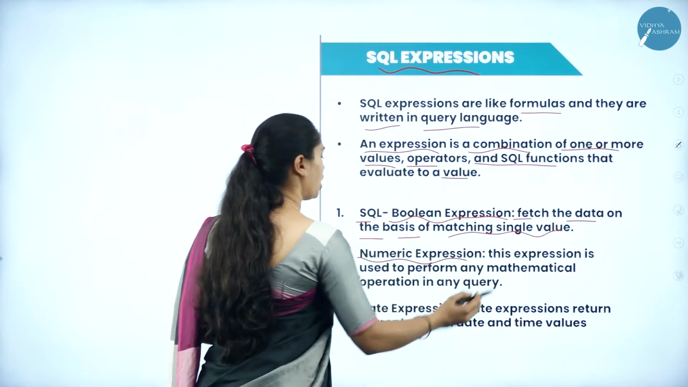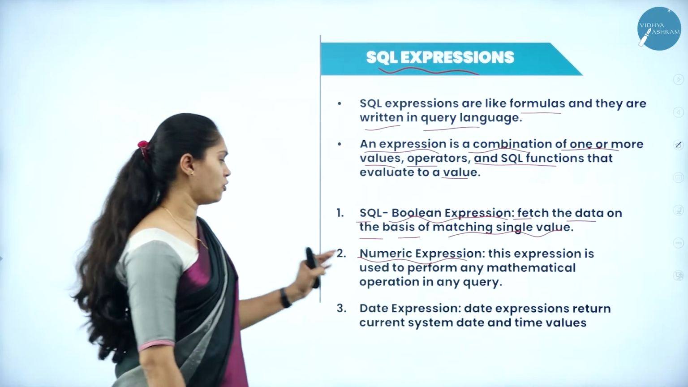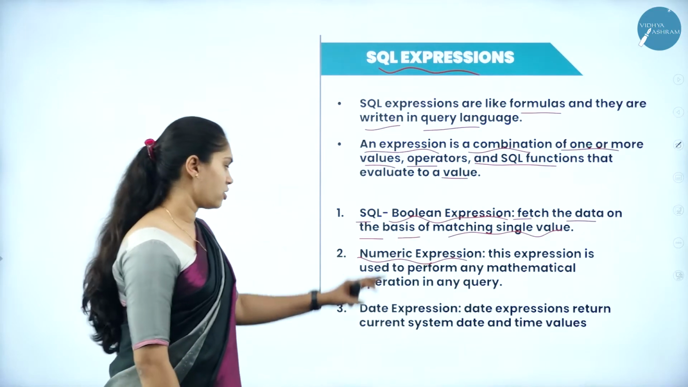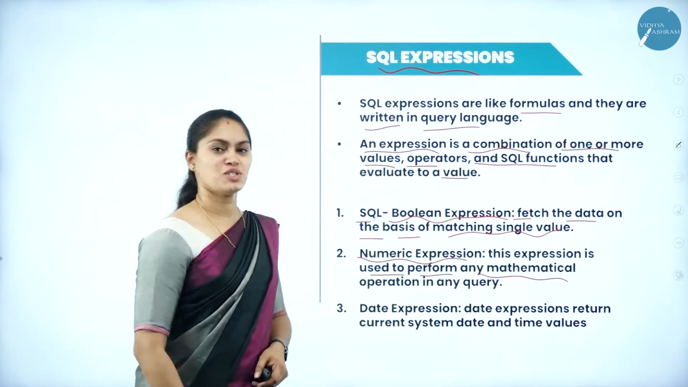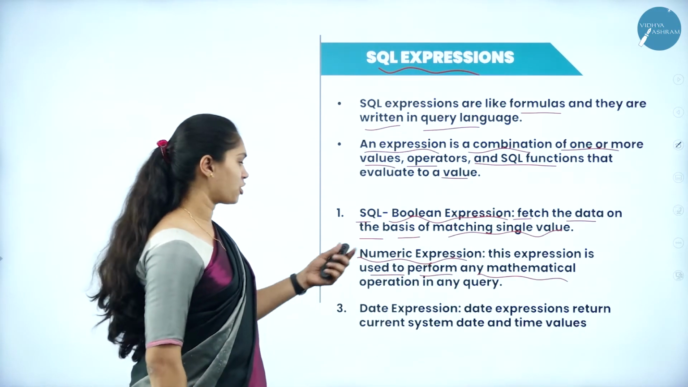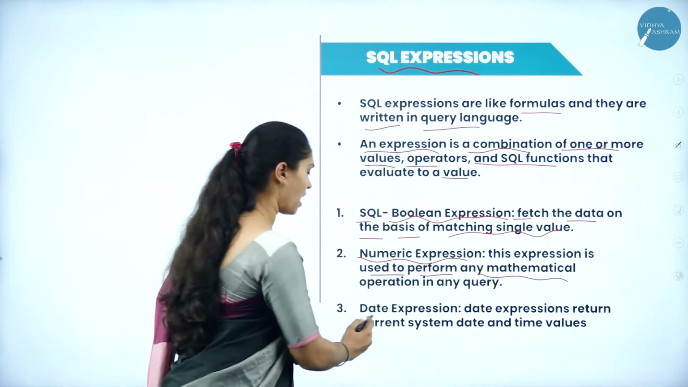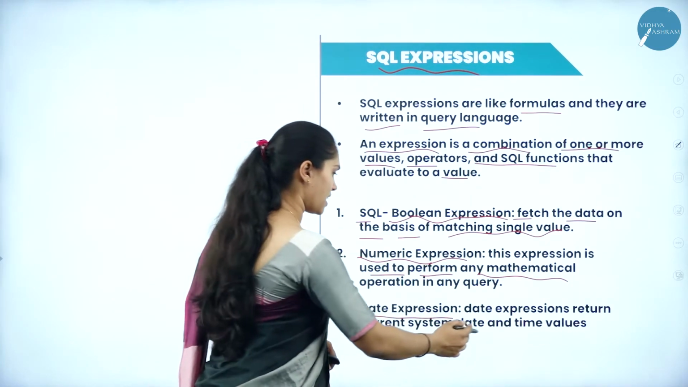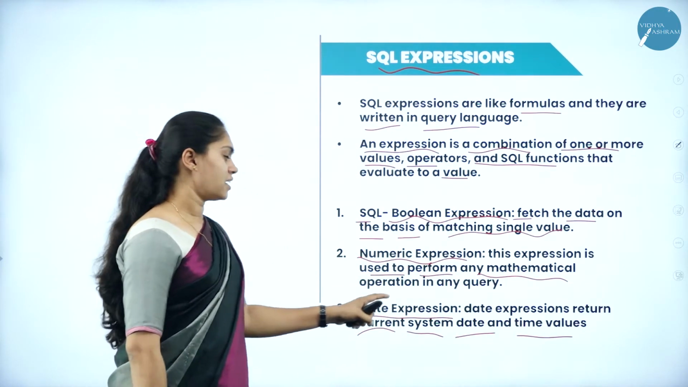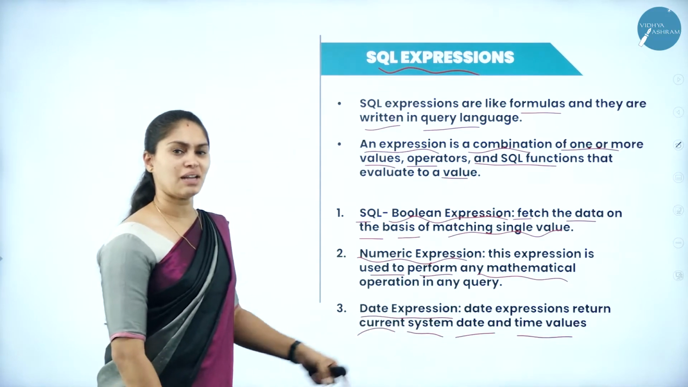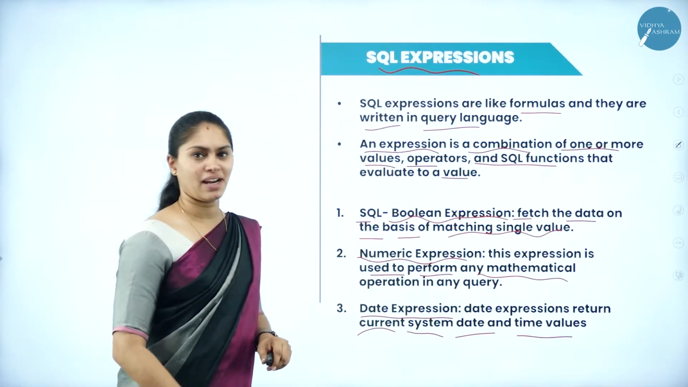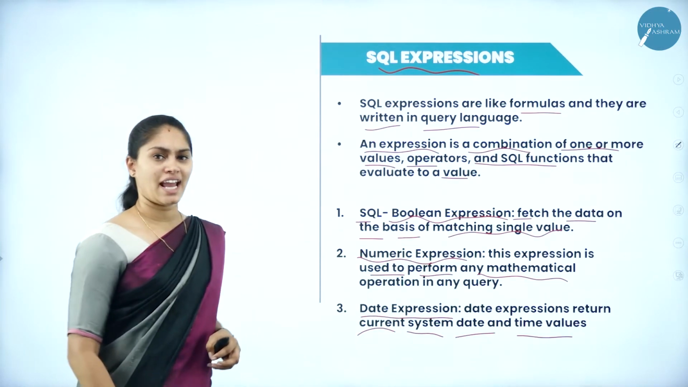And also we have a numeric expression. If I want to perform any mathematical operations in a query, then we use numeric expressions. And also we have a date expression. The date expression returns the current system date and time values. If I use this date expression in my query, whatever the current time and date in the system will be displayed as the result. This is related to SQL expressions.